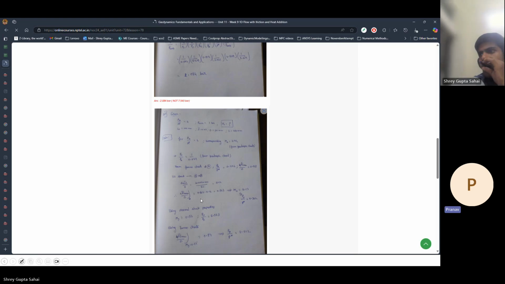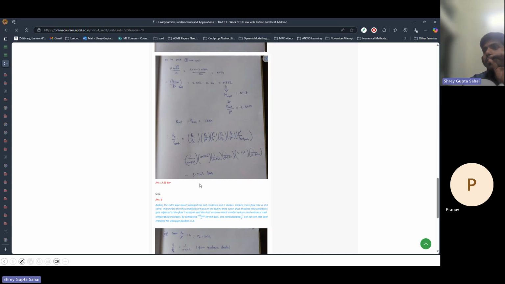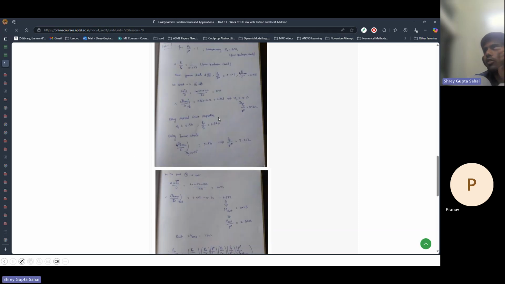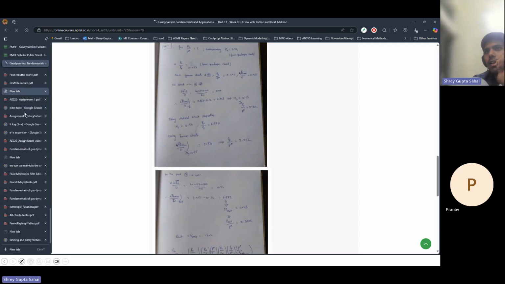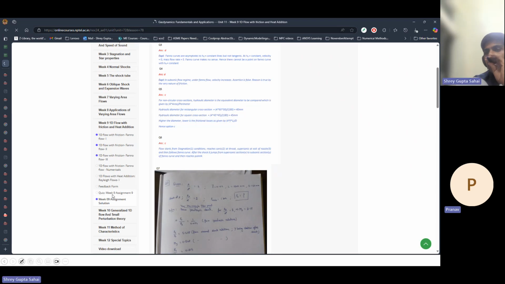I'm getting 2.17, between 2.16 and 2.18. Yeah, great. I have the solution also. What is the final value you get? 3.29, which is closer to 3. Okay, let's continue. So you are getting 2.17, right? Yes, 2.17, just before the normal shock.